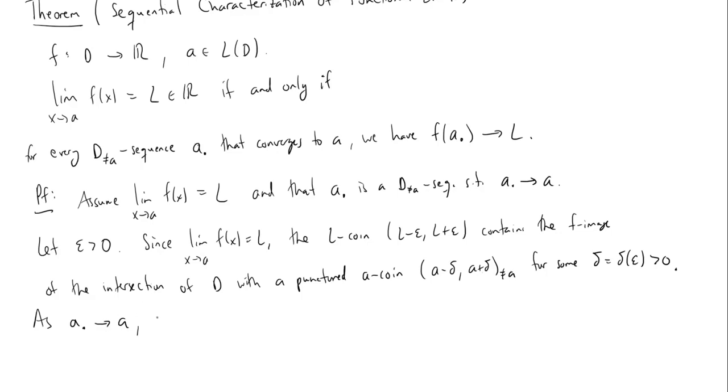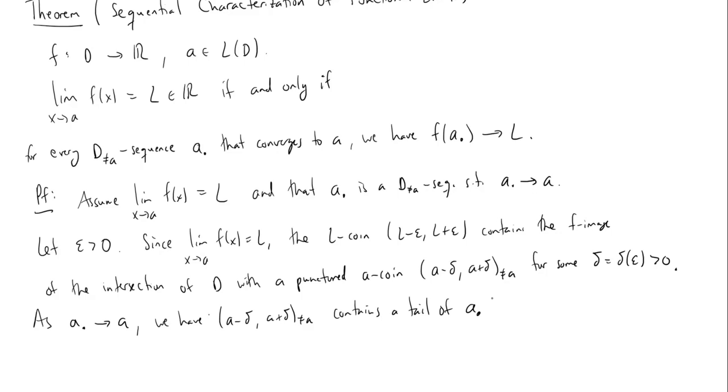So as a-dot converges to A, the punctured A coin, let's just write it: A minus delta, A plus delta, not equal to A, contains a tail of a-dot. It may not contain the entire sequence, but it contains a tail.